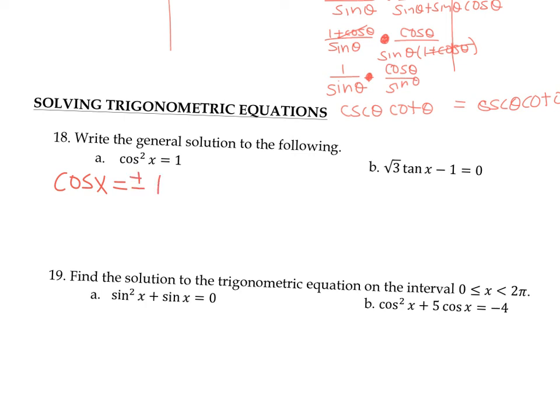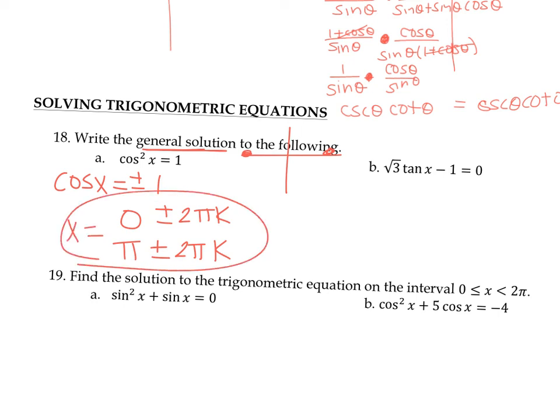So when on my unit circle is cosine plus or minus 1? That is here and here. So that's at 0 and pi. But to write the general solution, I have to do plus or minus 2 pi k. Or you could have technically written x equals 0 plus or minus pi k, because every pi satisfies that equation. So 0, pi, 2 pi, 3 pi, 4 pi, 5 pi, 6 pi.